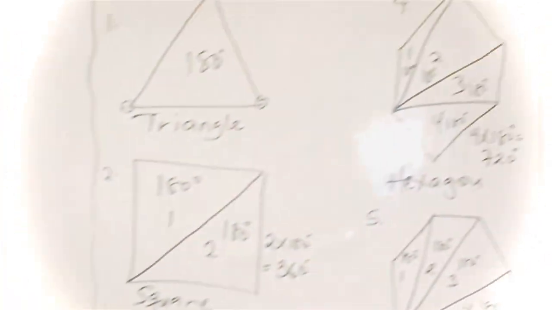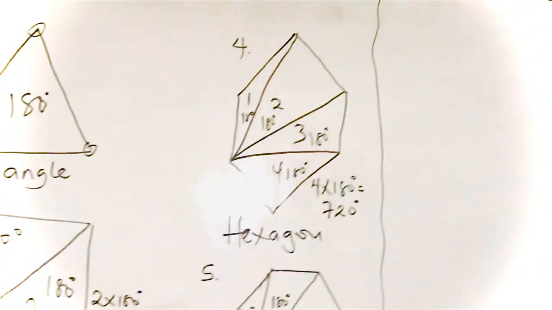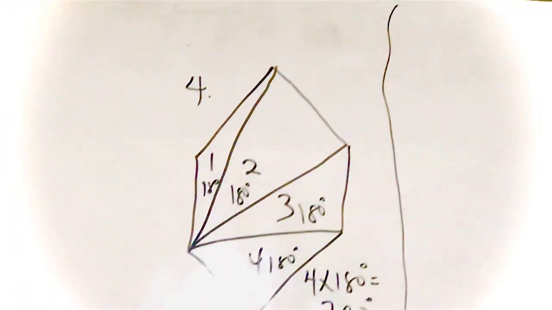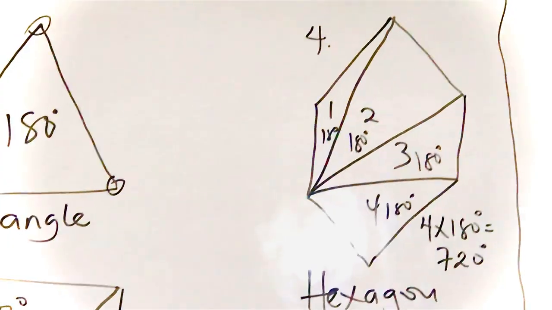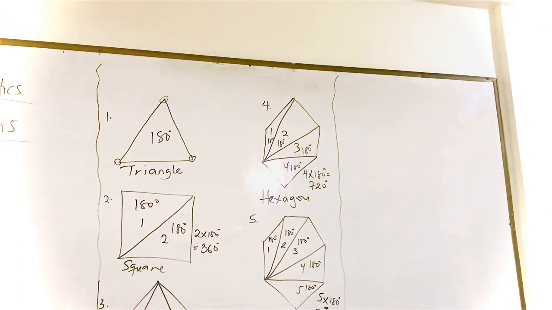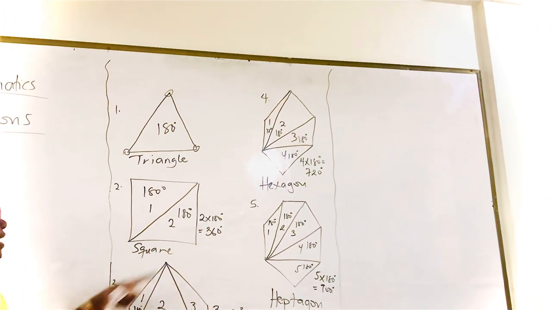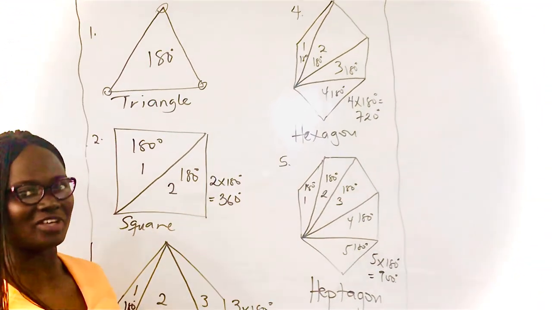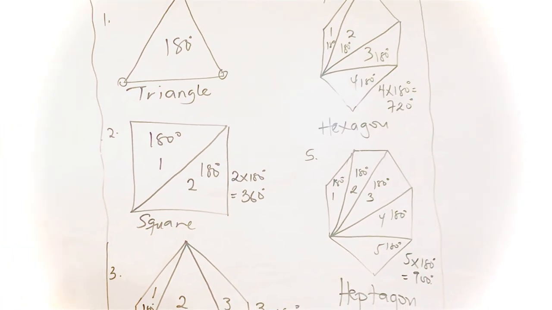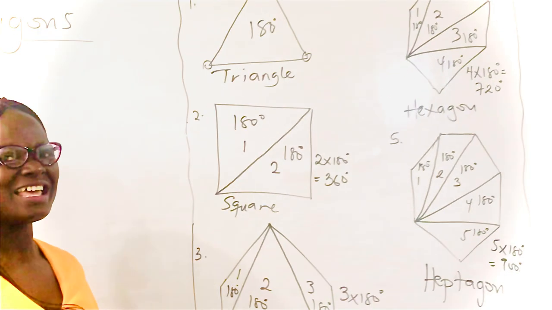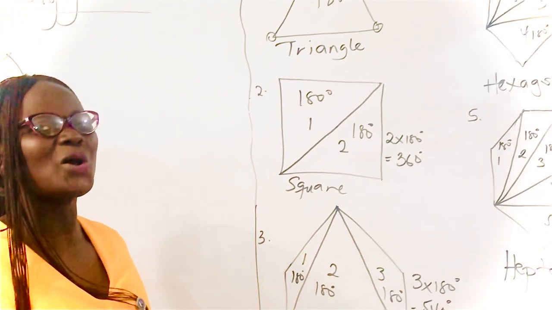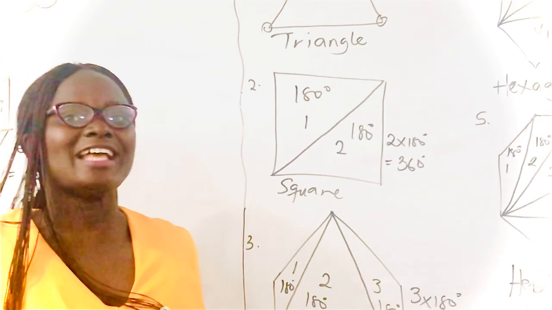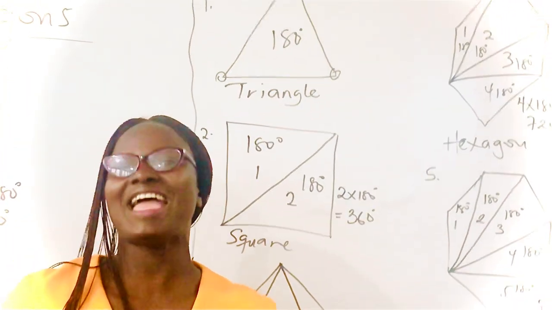Look at the fourth one, which is the hexagon. Having a total number of what? 6 sides. How many triangles did we get from this? We had 4. Good. Okay. Alright, so that is a hexagon, 6 sides, and we have 4 triangles out of it. So the number of triangles is 2 less than the number of sides. Therefore, we can conclude that after getting the 2 less than the sides, we multiply it by our 180.